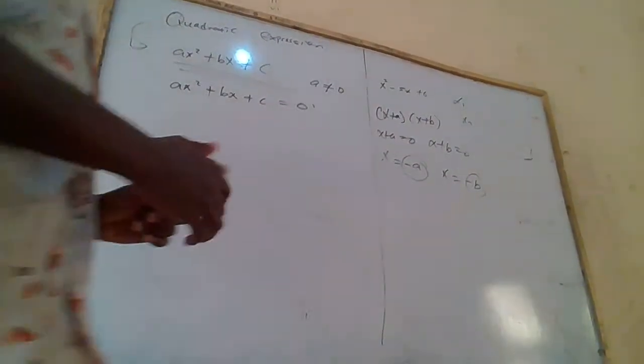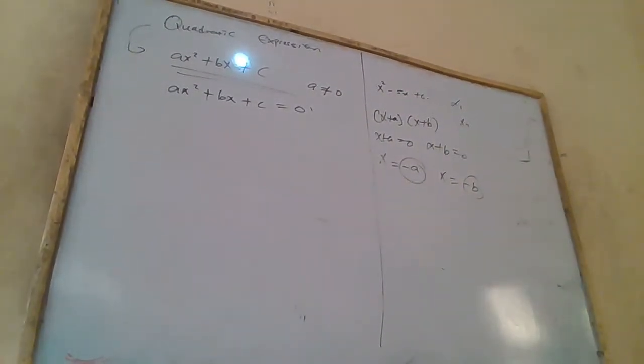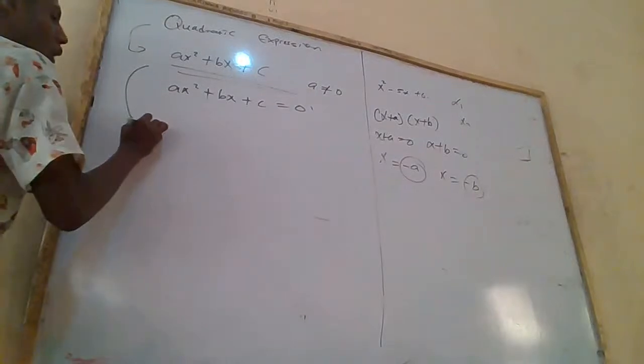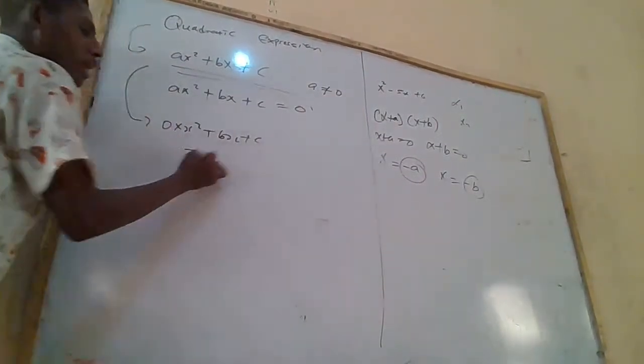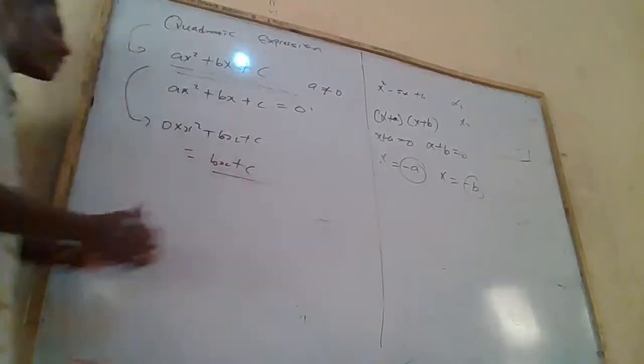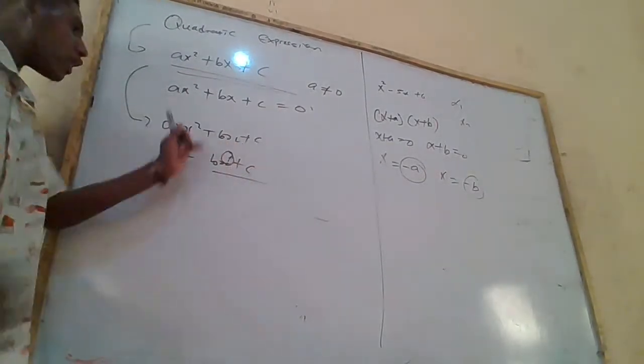Listen very, very carefully, because these are simple mathematics questions. The condition for ax squared plus bx plus c to be a quadratic expression is when a is not equal to 0. Because when a is equal to 0, this becomes 0 times x squared plus bx plus c. What would that give me? bx plus c. Is this a quadratic? No. Why? Because the highest power is now 1 and not 2.